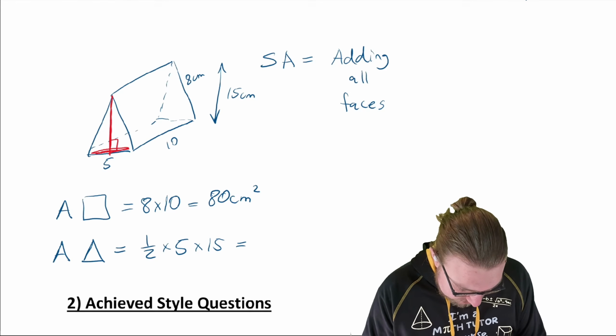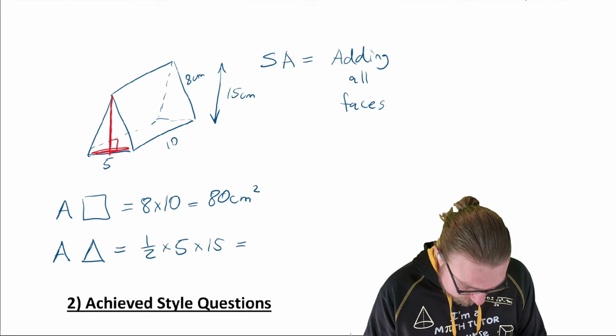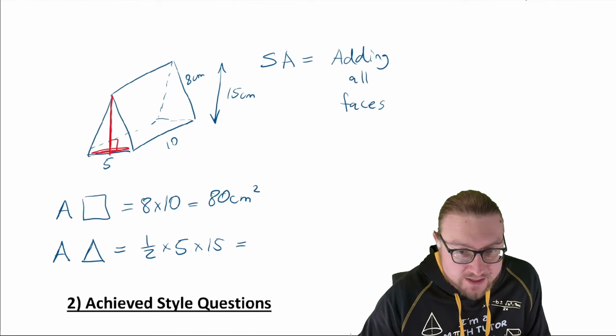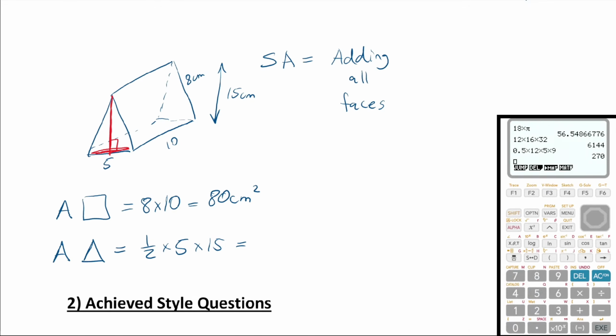So let's have a look. How much do we have here? Let's put it in the calculator and let's go from there. So we have half, 0.5, times 5 times 15 gives us 37.5 centimeters squared.